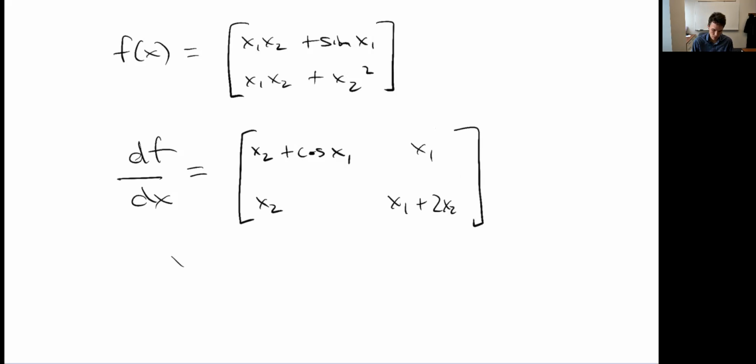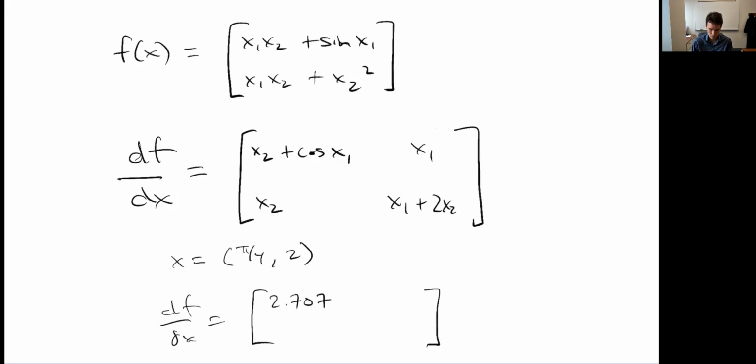So this would be evaluated at, say, some point. Let's say the point was x is pi over 4 and 2. So x1 is pi over 4 and x2 is 2. And so then what we're going to get in general, the Jacobian is just going to be a matrix of numbers. In this case, it looks like this: 2.707, 2, 0.785, and 4.785. And again, you can refer to the book in example 6.1 if you want to read this again. But just to review what a Jacobian looks like.